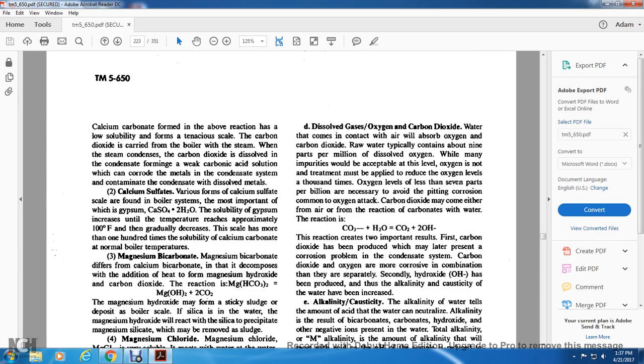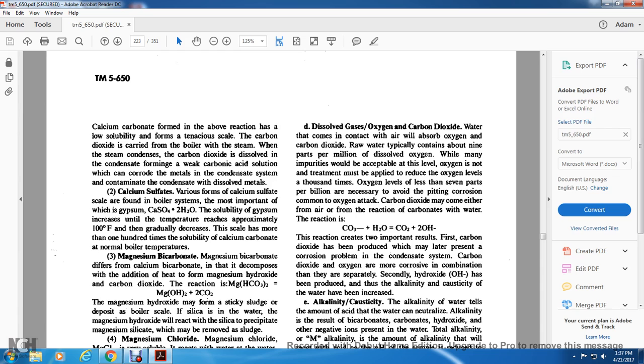Alright, calcium. Calcium carbonate formed in the above reactions has a low solubility and forms a tenacious scale, with the carbon dioxide carried over with the boiler steam. When the steam condenses, the carbon dioxide dissolves in the condensate, forming a weak carbonic acid solution. This corrodes metals in the condensate system and contaminates the condensate with dissolved metal.